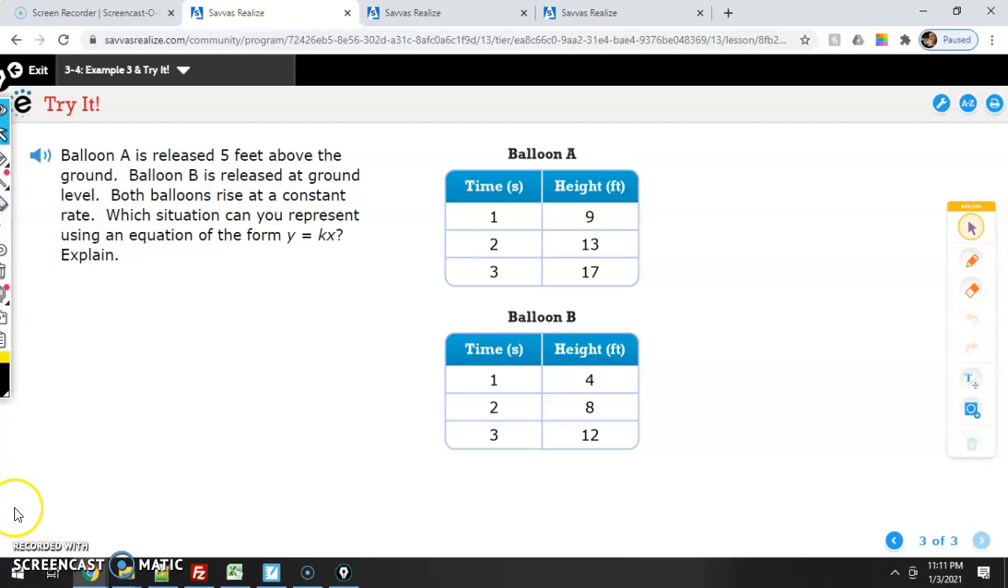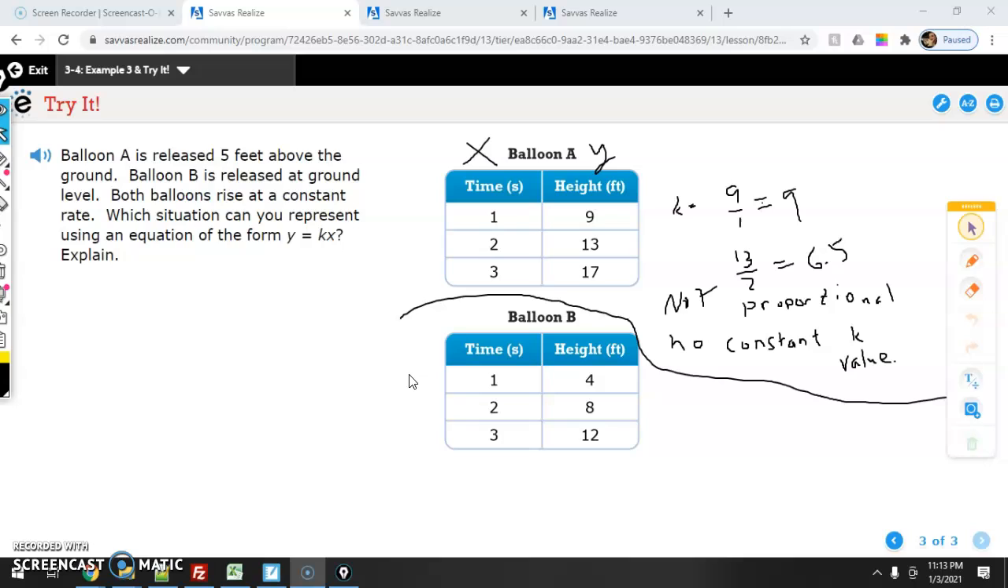All right. So, balloon A, nope, there is no constant k value, so it's not proportional. You can't write an equation y equals kx. Okay, you get 9 for the first pair of data, you get 6.5 for the second pair of data values.